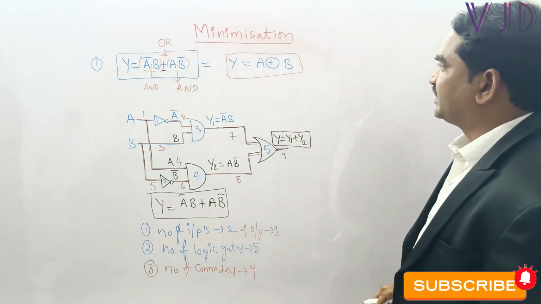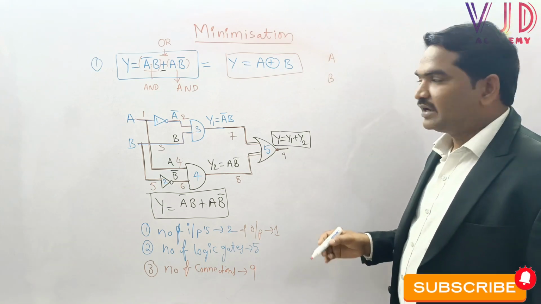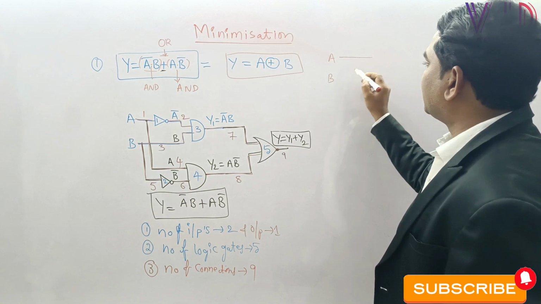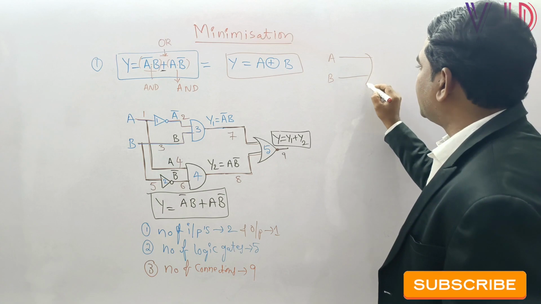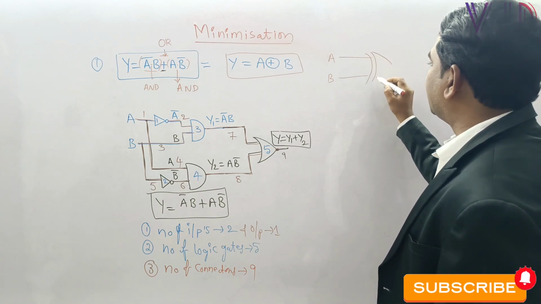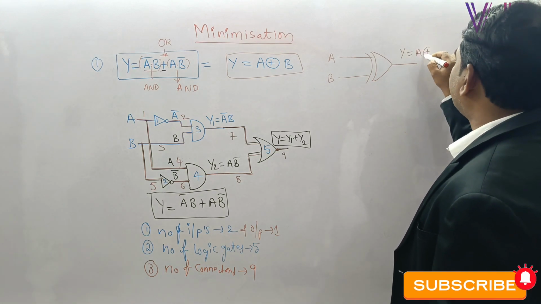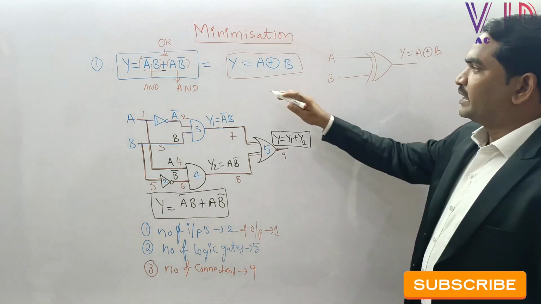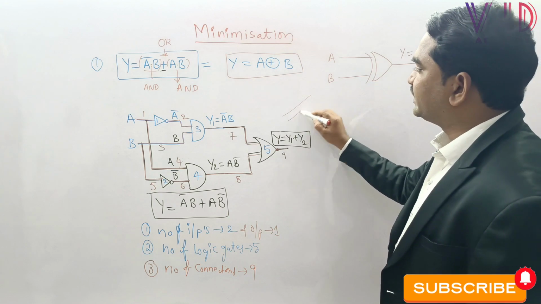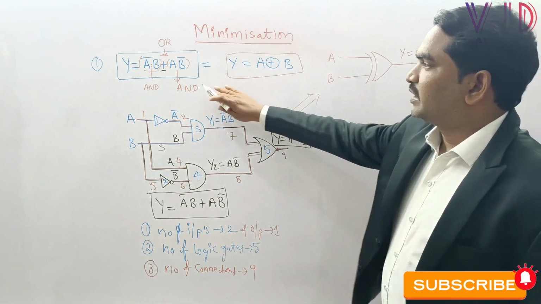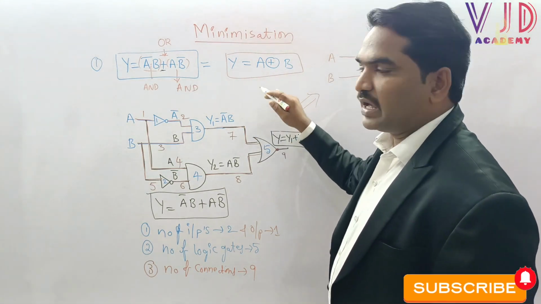To implement this logical expression, we just need a and b, the two logical inputs, and then only one gate, called the XOR gate. Y equal to a XOR b. So this is the y equal to a XOR b logic gate. Let us compare these two circuits: this is the standard, or expanded, form, and this is the minimized, or minimal, form.